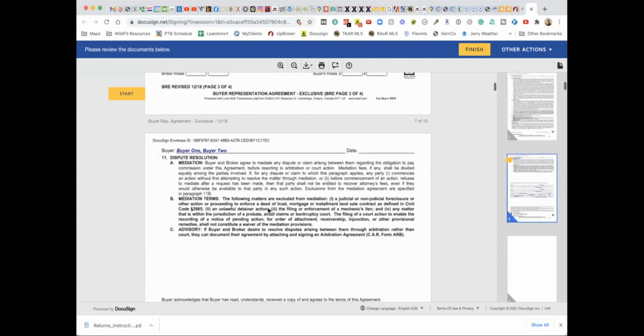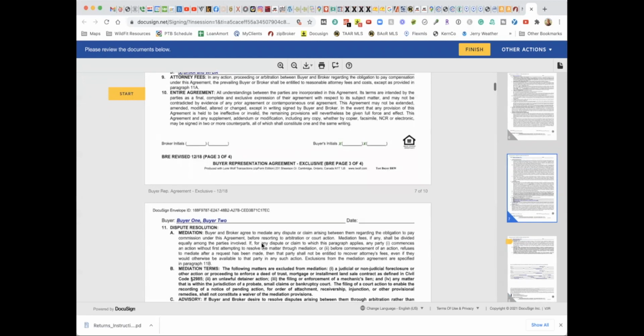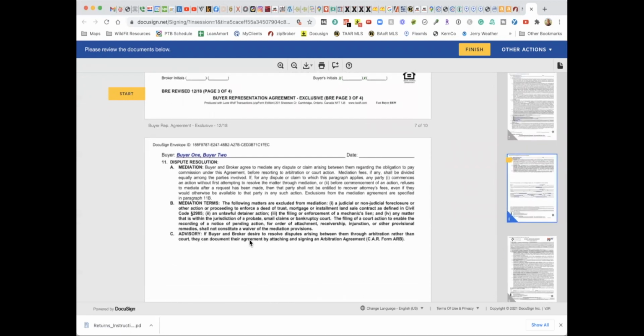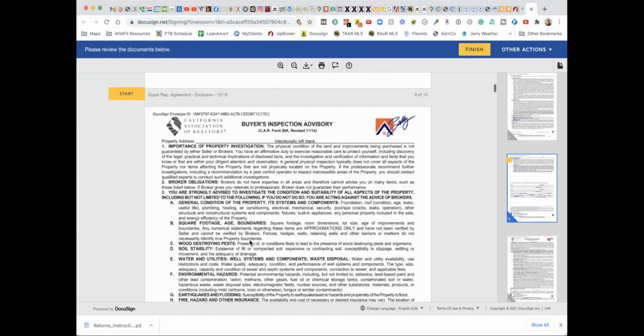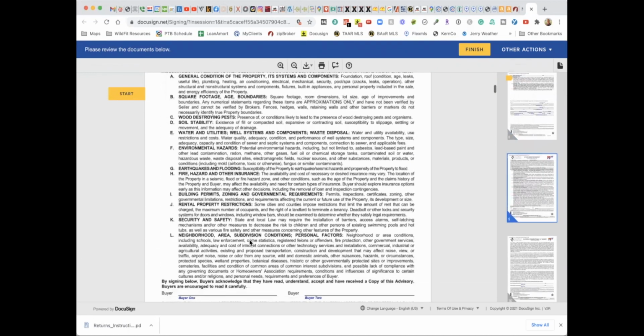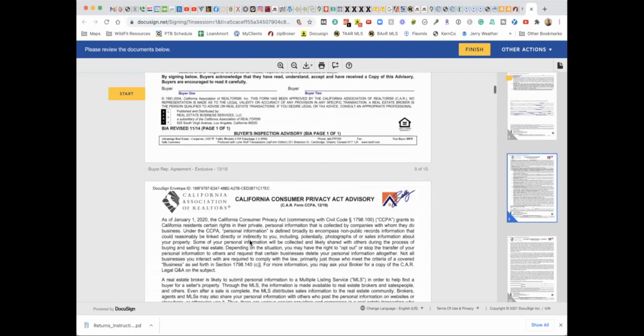And of course, this is a contract, so everything is in writing. That's the entire agreement. Dispute resolution will be by mediation. That's the way we always do it first. So then we've got the buyer inspection advisory here. And I know I'm going through this really quick. I just want to give you an idea of what's included.